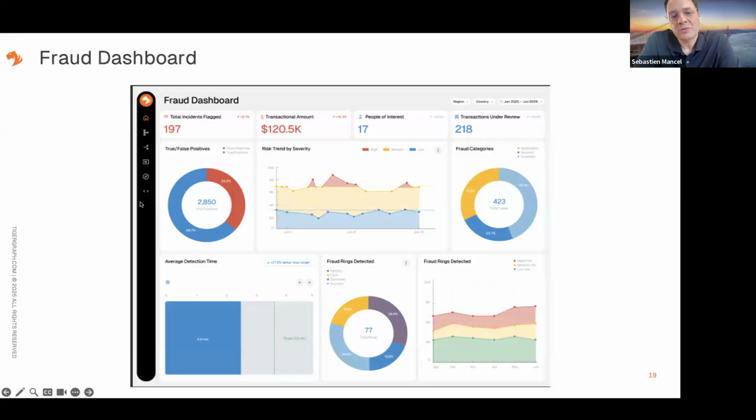Now, looking deeper into the dashboard, we see fraud broken down into categories like application fraud, account takeover, or synthetic identity fraud. We also see true versus false positives, which is really critical for reducing wasted investigation efforts. Now, the dashboard also highlights network level patterns. So, for example, fraud rings detected, 77 in this case, and shows how the graph connects the dots across accounts, devices, and transactions to uncover hidden groups working together.